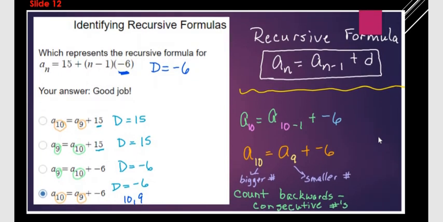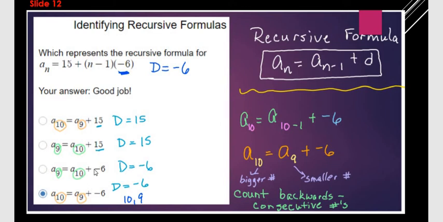Number 14, identify recursive formulas. Which represents the recursive formula for this right here? You see the common difference is a -6. So the first thing I'm going to do is go down through here. Here's the formula for the recursive formula: a sub n equals a sub n minus 1 plus d. Now, when I'm looking at this right here, this has to be a -6 for the common difference. This is 15, out. 15, out. -6, -6. These are two of your choices.